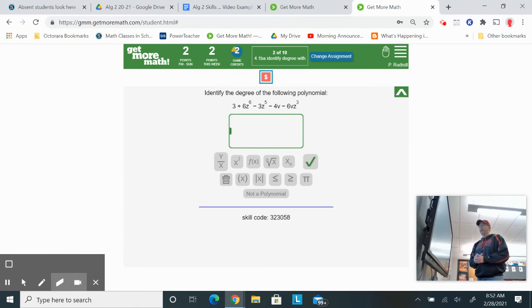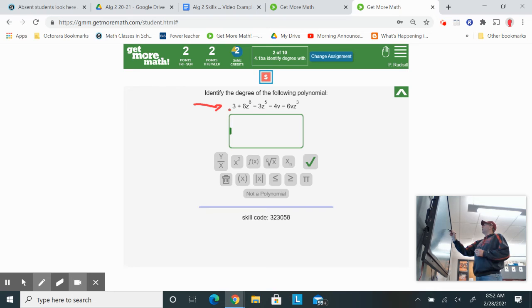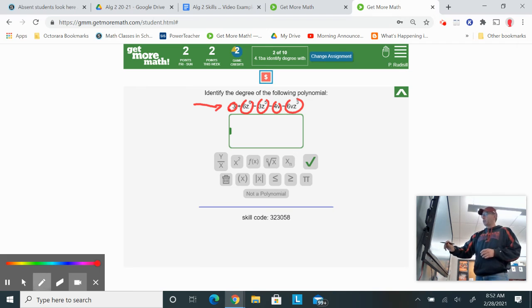Let's do another one yet. Let's see how you do. So this one has 1, 2, 3, 4, 5 terms. Each term has a degree. So the first term is a 3. 3 by itself, a number by itself, just has a degree of 0.